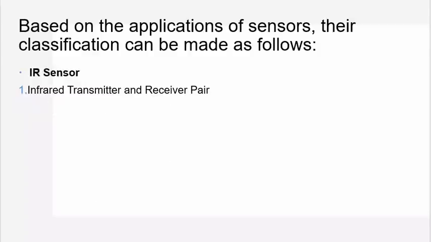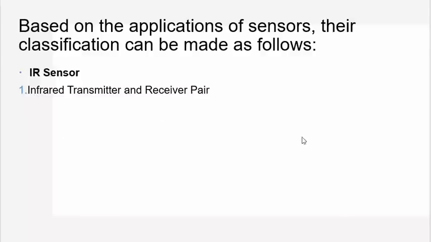Okay, another one is what we call the infrared sensor. This is very common nowadays, right? So infrared sensors are made up of a transmitter and a receiver pair, basically.